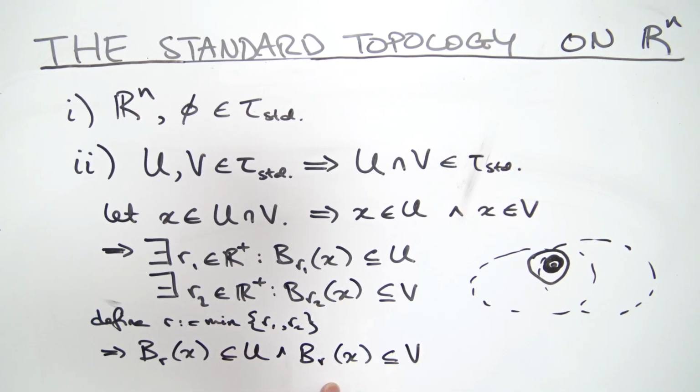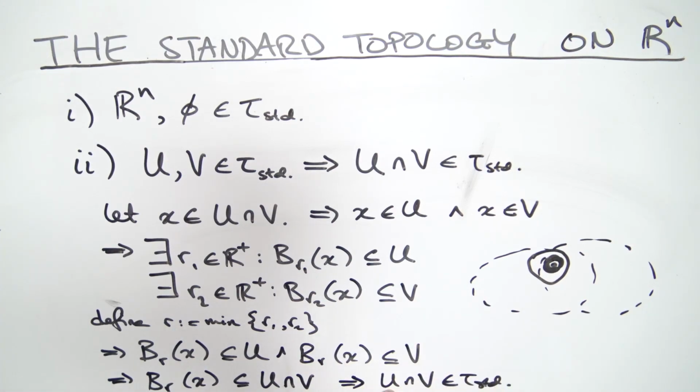So if they're contained in U and in V, then this implies that B_R of X is actually contained in U intersect V. So what we conclude from this is that, yes, since there exists this radius, U intersect V is also in the standard topology. So the intersection of two open sets is also an open set.